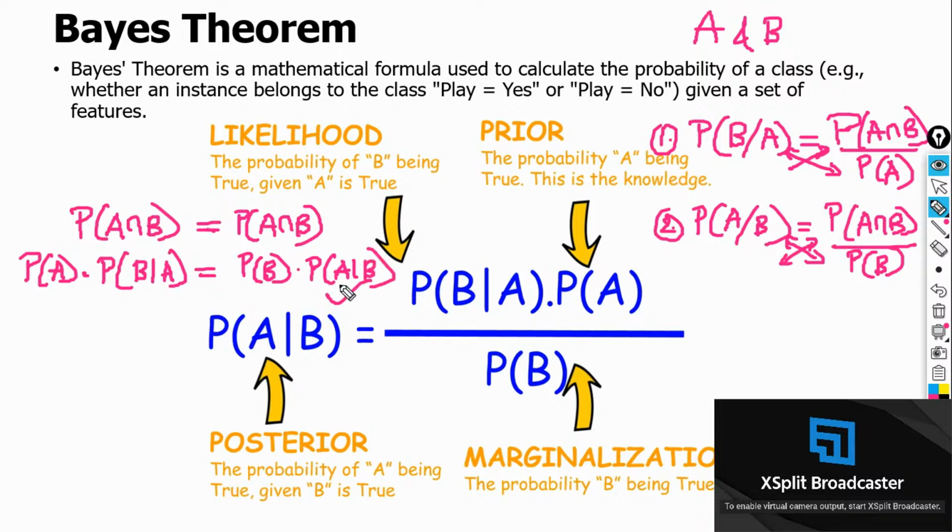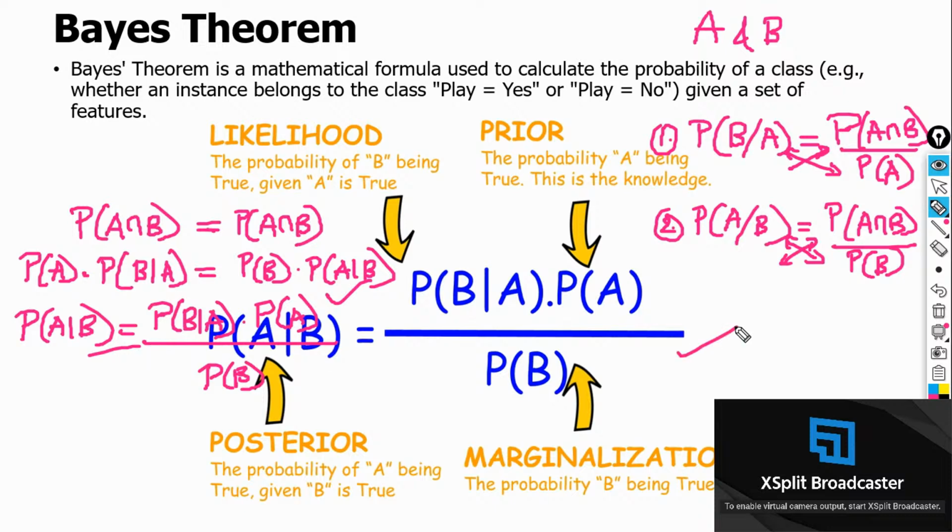Now, if I want to calculate only P of A given B, what can I do? P of A given B is equal to P of B given A multiplied by P of A divided by P of B. I'll just send this to the left hand side. So I'll get P of A given B. Are this formula and this formula both the same? Yes.